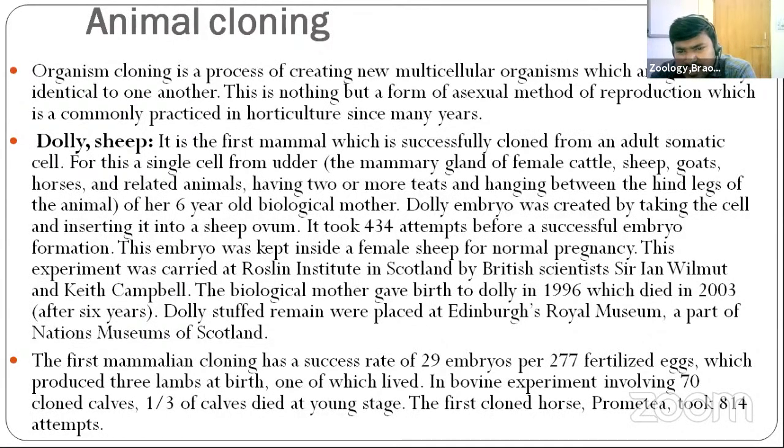The biological mother gave birth to Dolly in 1996, who died in 2003 after 6 years. Dolly's remains were placed at Edinburgh's Royal Museum, a part of the National Museum of Scotland. The first mammalian cloning had a success rate of 29 embryos per 277 fertilized eggs, which produced 3 lambs at birth, one of which lived. In another experiment involving 70 cloned calves, one third of the calves died at a young stage. The first cloned horse, Prometea, took 814 attempts.